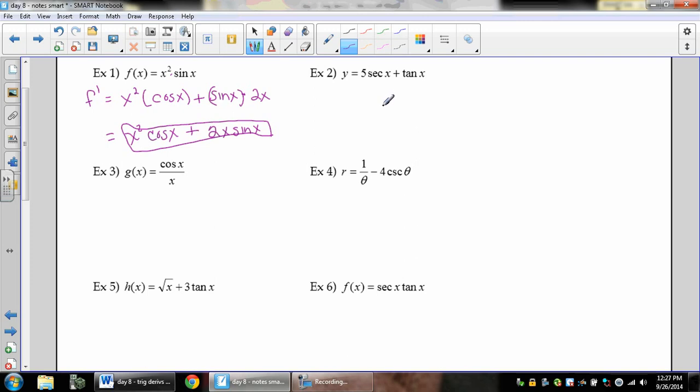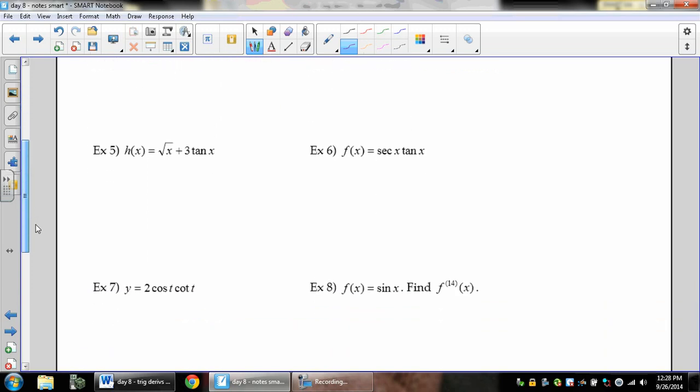I'm going to do one more over here, and then I'm going to leave you to yourself to try the rest. y equals 5 secant x plus tangent x. Well, that's easy. y prime is going to be 5 times the derivative of secant, which is secant tangent. And then the derivative of tangent is secant squared. Easy peasy. That's it. All right, I would like you to try the rest.